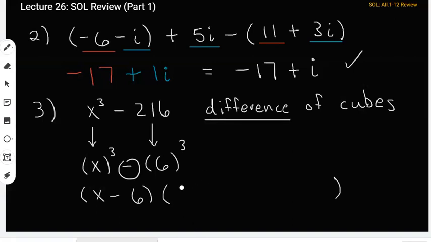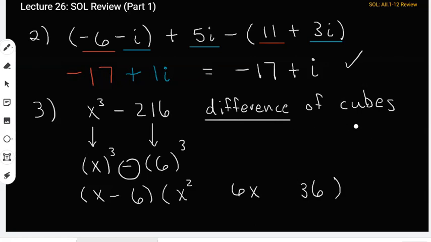Next, what I'm going to do is square my parts. If I square x, I'm going to get x squared. If I square 6, I'm going to get 36. But then if I multiply the two parts together, I have 6 times x, which is just 6x. So I put that in the middle.